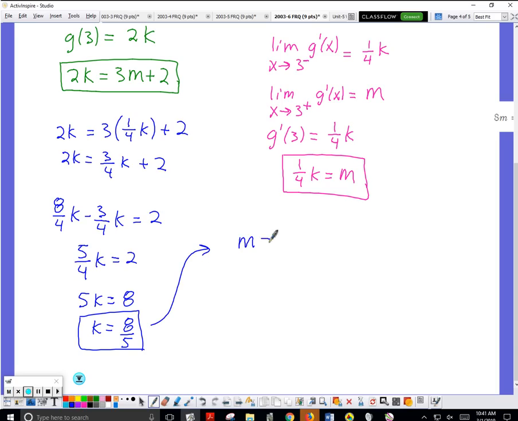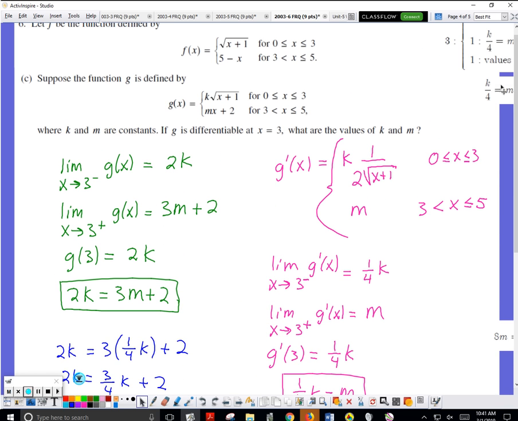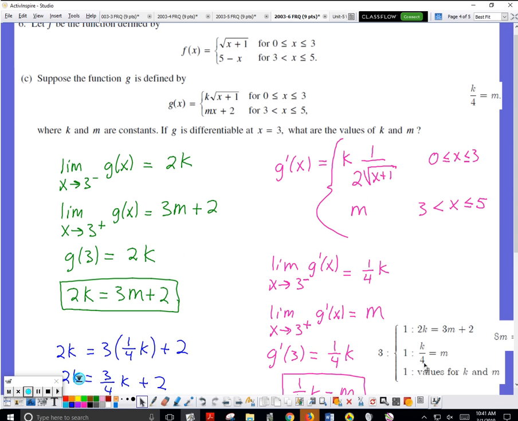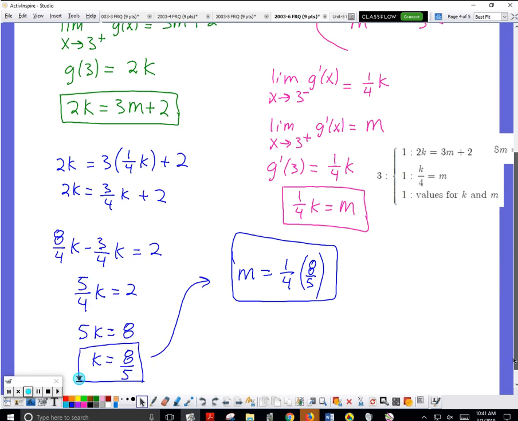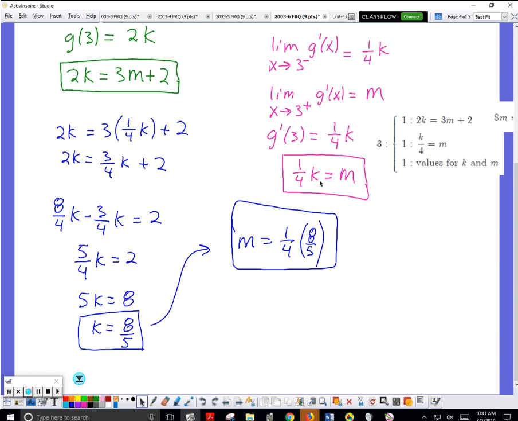m is equal to 1/4 times k, so that'd be 1/4 times 8/5, and I don't have to do anything on that, I can just stop. So k equals 8/5 is your answer, and then for m, you plug in the k. Right, because it said that 1/4 k was m, so good work, you guys. You can just stop there, you don't have to simplify. But it is 8/20.